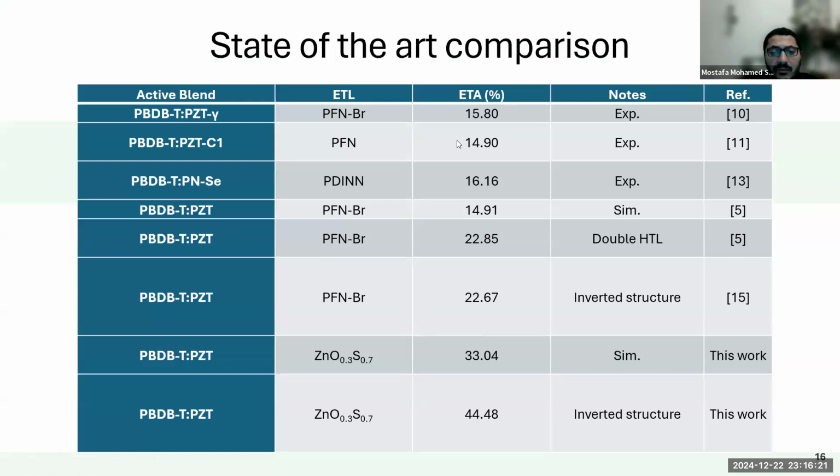Finally, the state-of-the-art comparison for this cell with different active blends and different ETLs is proposed, which provides and highlights our impact on this cell's performance. We achieved 33% for the PIN structure and 44% for the inverted structure.